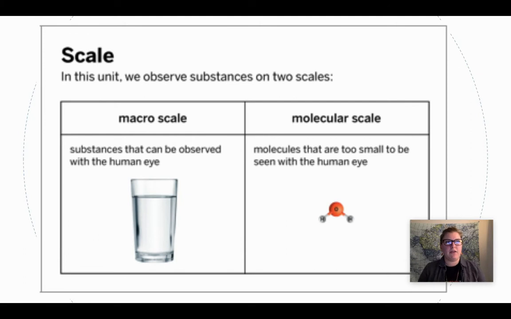The micro scale, or the molecular scale as you'll hear it called a lot, is molecules that are too small to see with the human eye. Molecules are just particles that make everything up. Because we cannot see the molecular scale, we're going to use a sim to look at that. And I'll show you how that works.